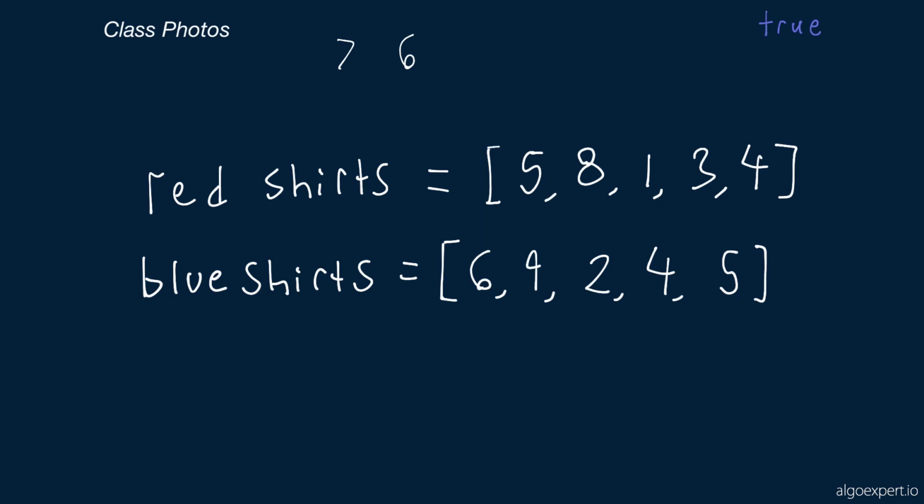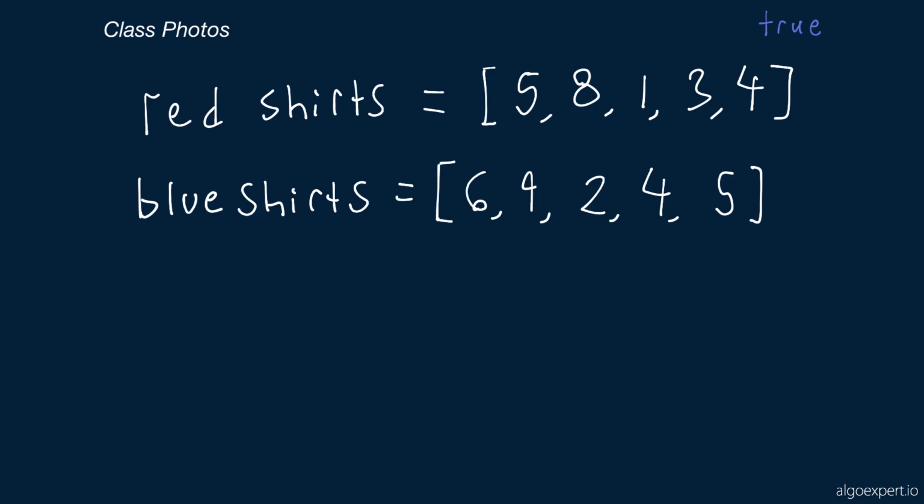So for this sample input, the result is true. Now let's quickly go through it and understand how we can arrange the students in our photo such that we have a photo that follows these constraints. So I've just moved both of my arrays upward so I have a little bit more room on my screen, but now I'm going to draw the 2 rows of students.